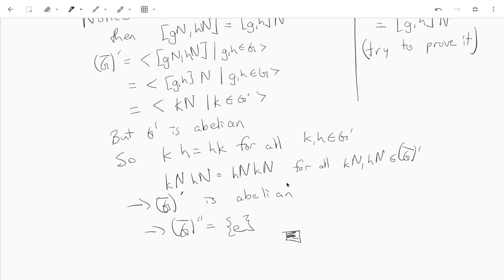Okay. I should say there's probably a better way to say this. You can also show that there's an onto homomorphism from G prime to G bar prime. Just as an aside, you can show that there's an onto homomorphism. That's probably a better way. And then since there's an onto homomorphism from G prime to G bar prime, well, since G prime is abelian, so must be G bar prime. Okay.